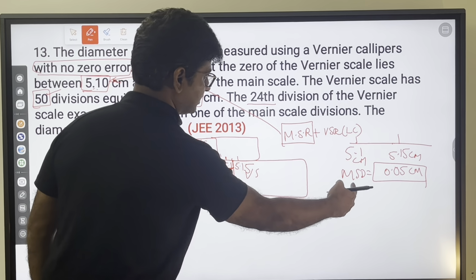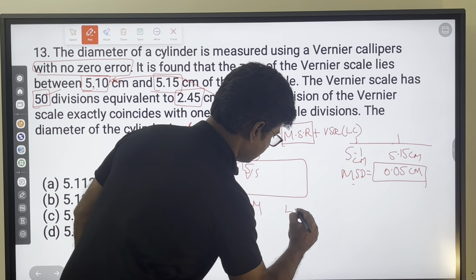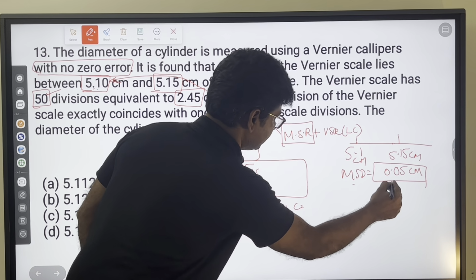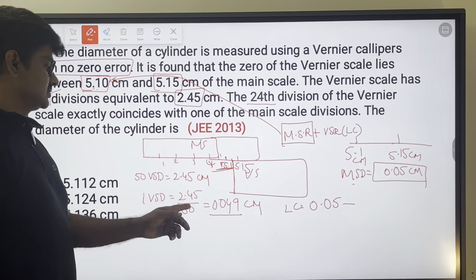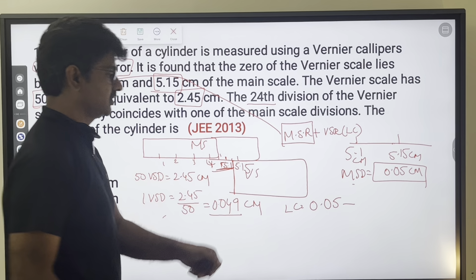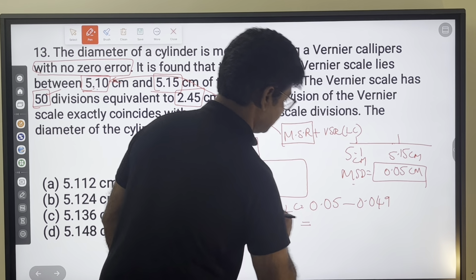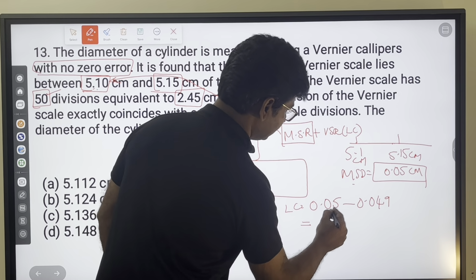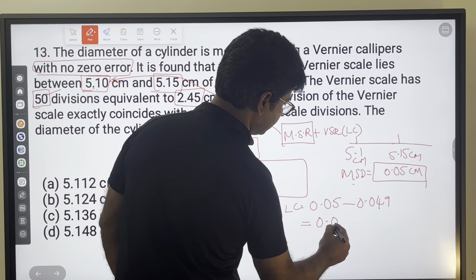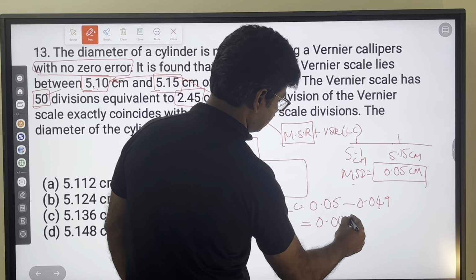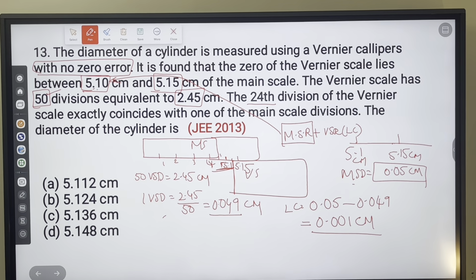So what is 1 MSD? 0.05. 1 VSD is 0.049. Therefore least count is equal to 1 MSD, 0.05, minus 1 VSD, 0.049. That is equal to how much you're getting? It's like 50 minus 49, 1. So 0.001 centimeters, or I would say 0.1 mm.